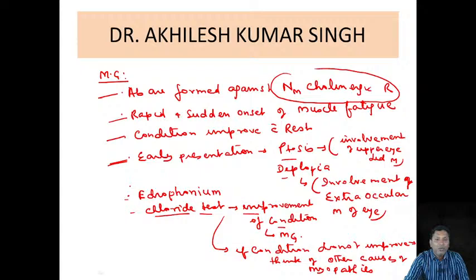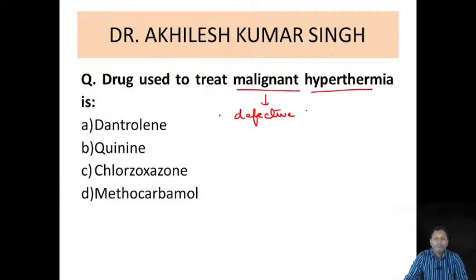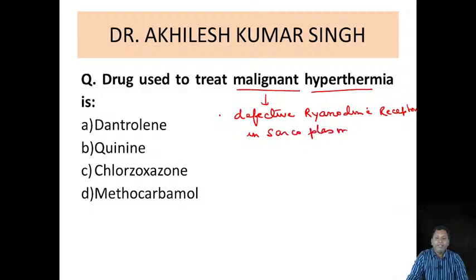Right. So now let us look at another question, which has been asked in the exam. Which is the drug used to treat malignant hyperthermia? The cause is a defective ryanodine receptor, in the sarcoplasmic reticulum. Remember this one thing here. And number two, remember the treatment we give for malignant hyperthermia.